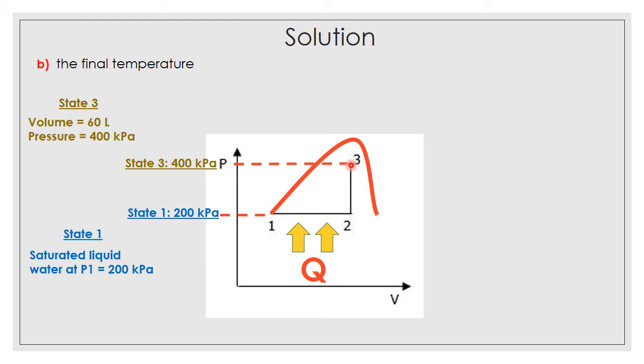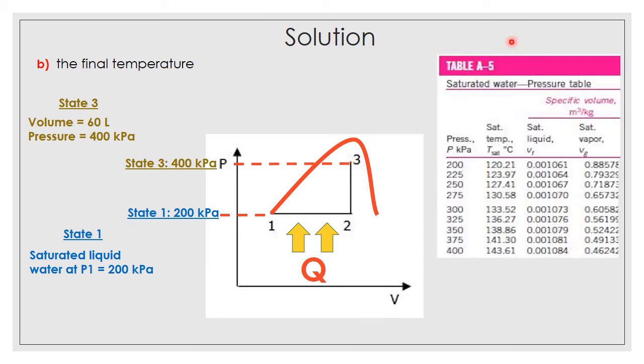So what we need to do is refer to the saturated water pressure table and look up 400 kilopascal to obtain the T sat, which is 143.61 degrees Celsius. So we have solved the problem for B, which is the final temperature.